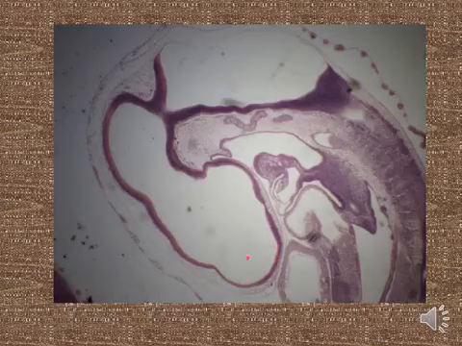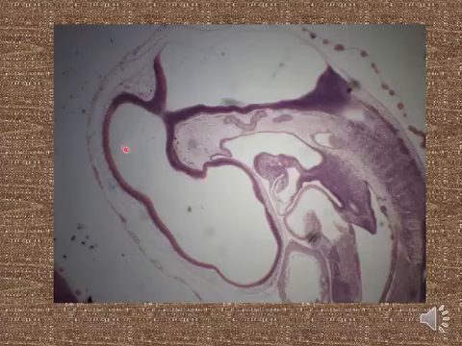A telencephalon forming the lateral ventricle, a diencephalon forming the third ventricle. From the diencephalon you can see the infundibulum forming the posterior part of the pituitary gland, called the neurohypophysis, while the outpocket from the oral cavity is called Rathke's pouch, later forming the anterior part of the pituitary gland, the adenohypophysis.